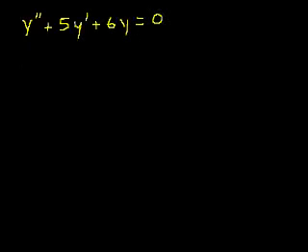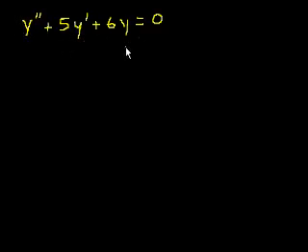So let's say I have this differential equation. The second derivative of y with respect to x, plus 5 times the first derivative of y with respect to x, plus 6 times y is equal to 0. So we need to find a y where 1 times its second derivative plus 5 times its first derivative plus 6 times itself is equal to 0.